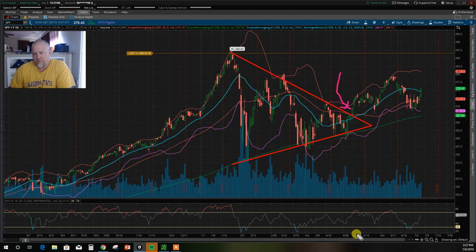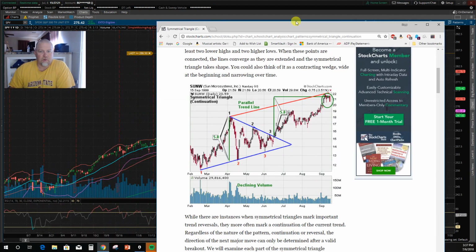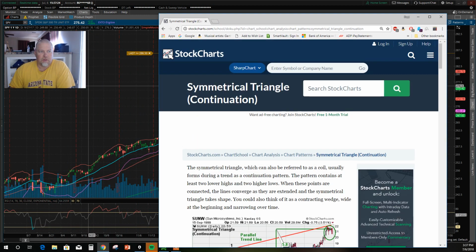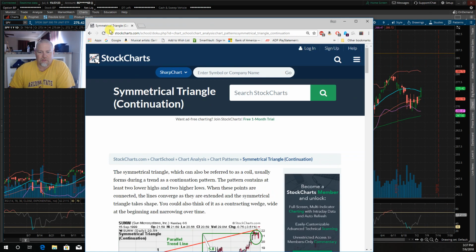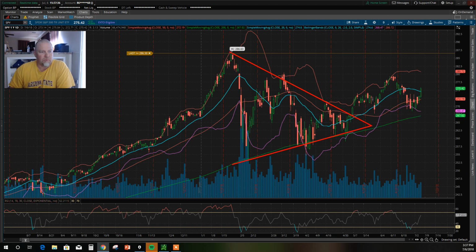What's cool about a symmetrical triangle, right here on this candle, back on about the week of 5/7, a month and three-quarters ago, we broke out of the symmetrical triangle. The general overall definition of a symmetrical triangle is a continuation pattern. Okay, magic. That's really cool. I revealed the symmetrical triangle there. This was your continuation breakout right here on the SPY. And what has it done since then?